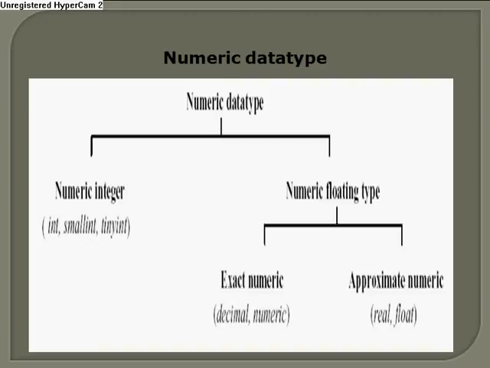Now come to the next. Here are the numerical data types. Numerical data types are generally divided into 2 types: numerical integer and numerical floating type. In the numerical integer there are 3 types: int, small int, and tiny int. And in numerical floating type, there are also 2 categories: exact numeric and approximate numeric. In exact numeric there are decimal and numeric, and in the approximate numeric there are real and float types.